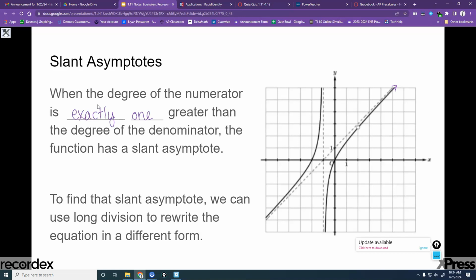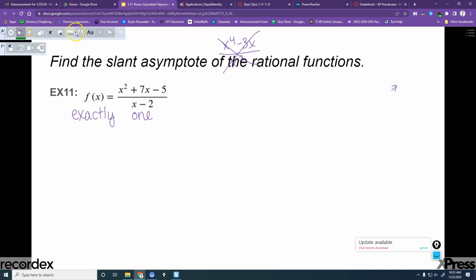If we have something like x to the 4th minus 3x over x to the 2nd, not a slant asymptote. It's bigger on the top, but it's not a slant asymptote because the denominator there would have to be x to the 3rd for that to be a slant asymptote. So it's only certain cases that we would look for this anyway. And this is how we are going to find the slant asymptote.